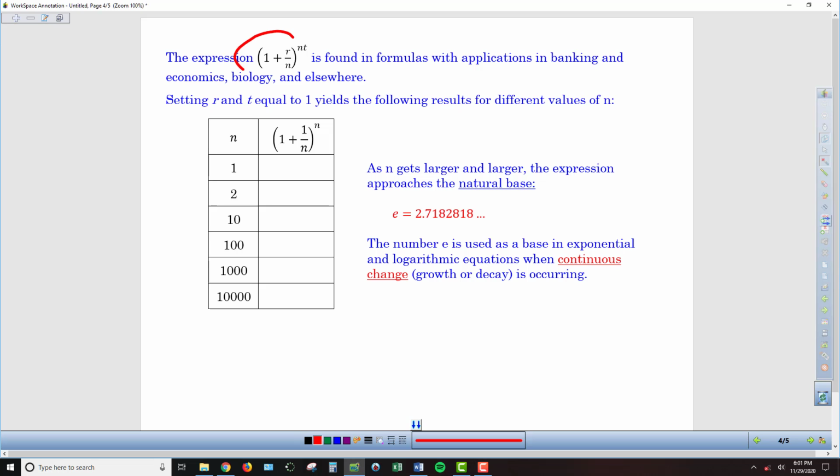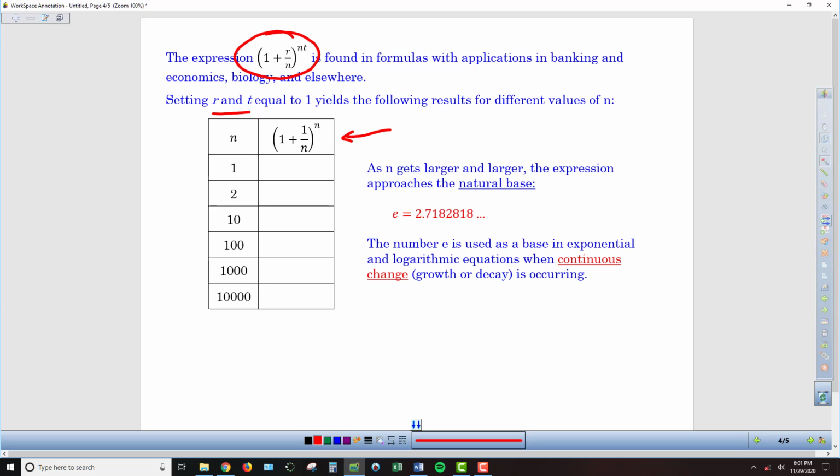There is an expression that we can see here, (1 + r/n)^(nt), that is found in a whole host of formulas and applications across economics and biology, banking, and elsewhere. And so we can clean up this expression a little bit by setting r and t equal to 1. If we do that, we just end up with the expression that we see here, (1 + 1/n)^n.